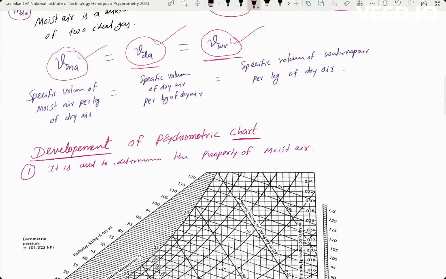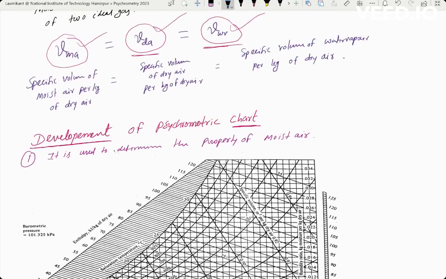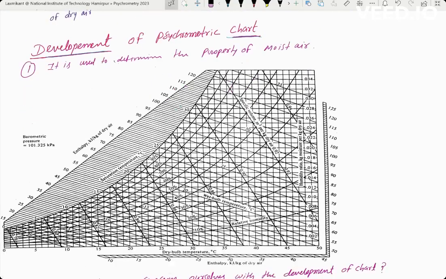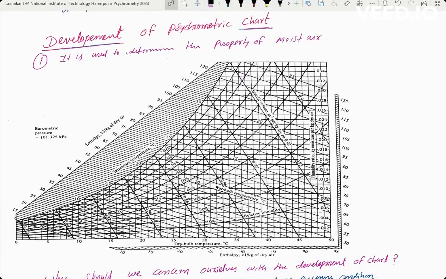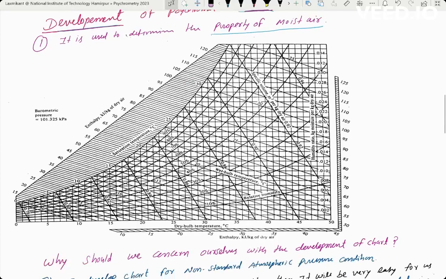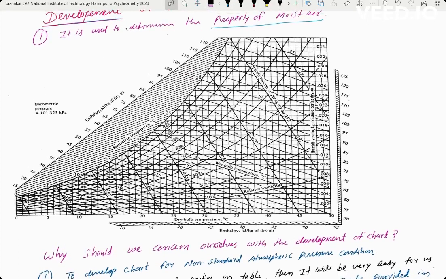Next we will study the development of the psychrometric chart. The psychrometric chart is a very important chart, because this chart evaluates the property of moist air. This chart is allowed in the examination. Without this we cannot solve the numerical problems, and the psychrometric chart is developed for a particular barometric pressure. As you can see in the figure, this chart is developed for a barometric pressure of 101.325 kilopascal.